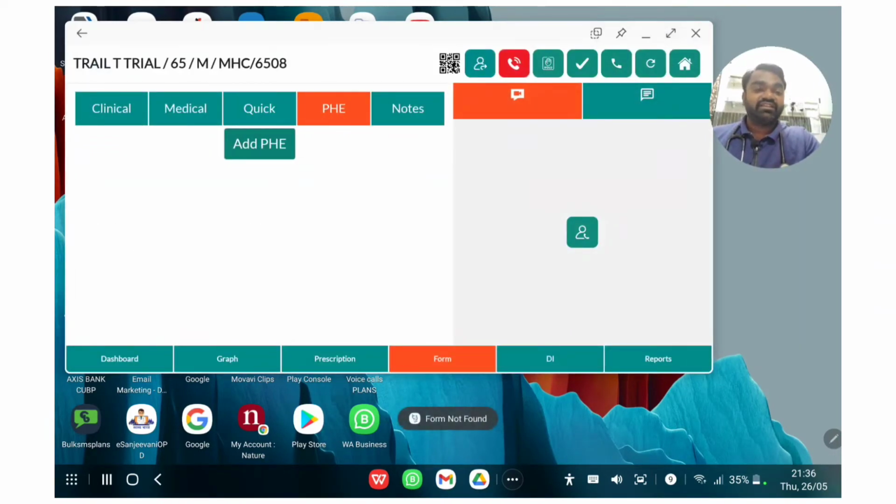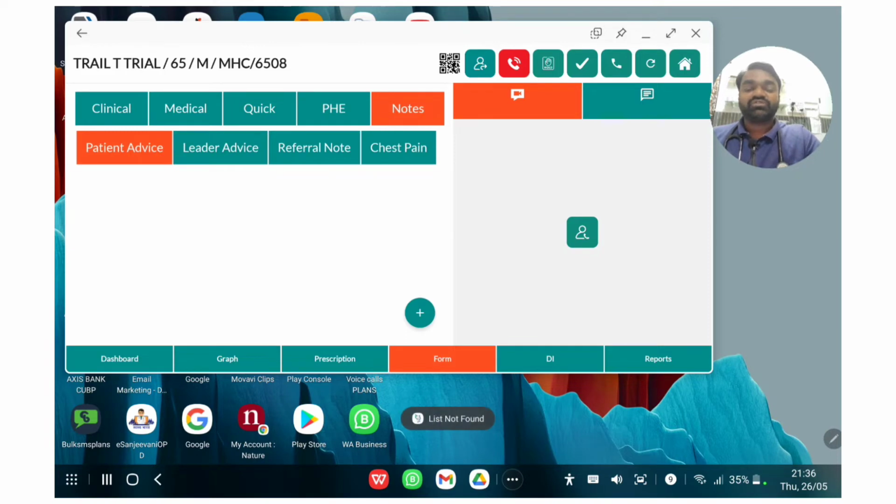PH is the physical examination form. It needs to be given at least once, especially for the telemedicine patients. And notes, as you go ahead exploring the app and seeing the prescription and giving the inputs of the notes and various information to the app, you will get to know what all these things are. So these are the various forms of the patients.